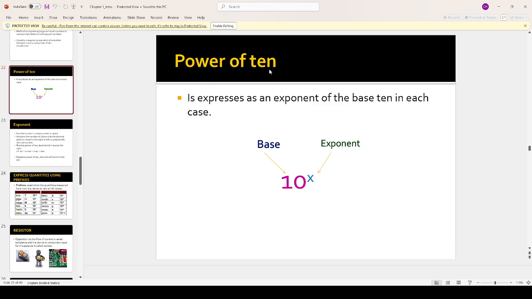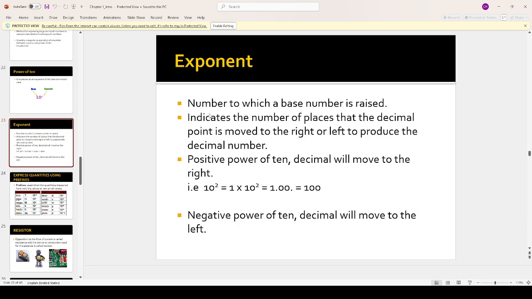Okay, so in all of mathematics, we will use this kind of expression, where 10 is the base and x is the exponent. It expresses an exponent of the base 10 in each case. For example, like this one. The number to which a base number is raised indicates the number of places that the decimal point is moved to the right or left to produce the decimal number.